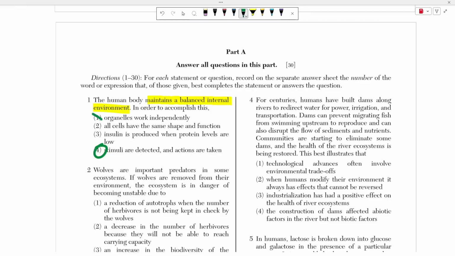Choice 1 is false because organelles work together to keep the cell alive. Choice 2 is false because no, all cells do not have the same shape and function. Think about a sex cell, think about a sperm cell and a liver cell. Well, the function of a liver cell is to filter out your blood, and the function of a sperm cell is to fertilize an egg cell and carry on your genetic information. And you can see that these two do not have the same shape, so no, not all cells have the same shape and function.